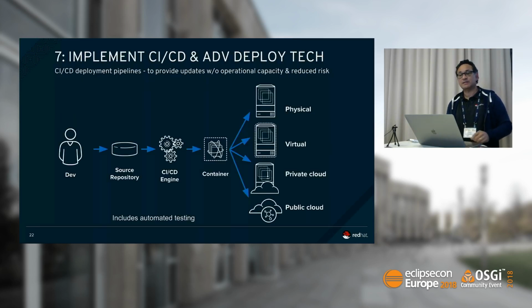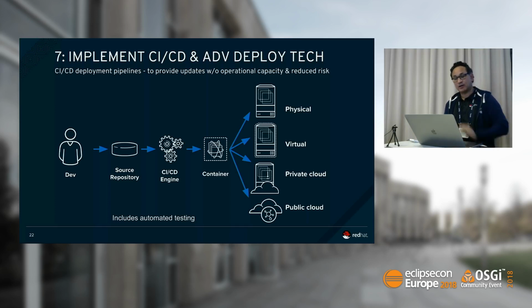Step number 7 is implement CI/CD and advanced deployment techniques. This picture right here is a pictorial of what a CI/CD pipeline does. Basically, a developer will access a source repository like GitHub, for example, commit something to GitHub, and in turn that will kick off a CI/CD pipeline that will update the source code, build it, and then deploy it to a container. And then the container can be running on a physical machine, or it can be running on a virtual machine, private cloud, or public cloud.